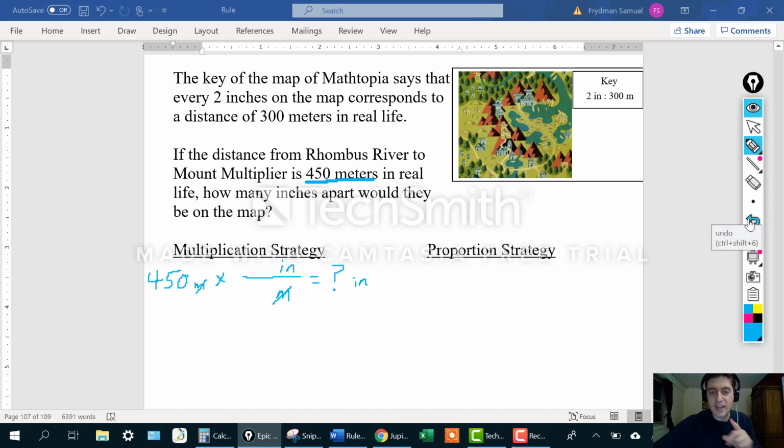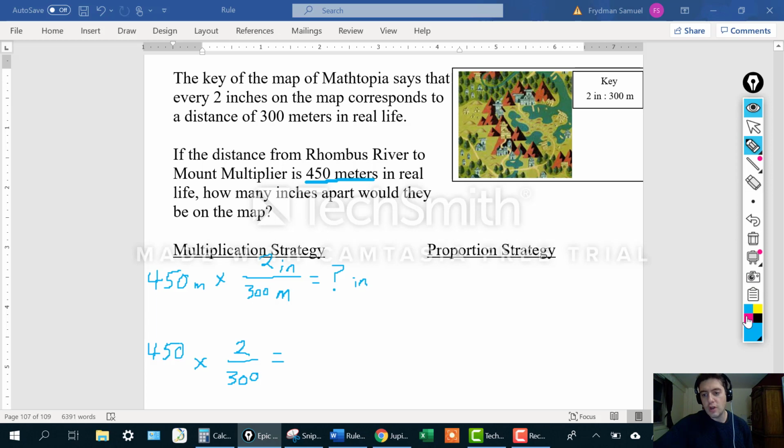Now, the reason that we did that little analysis there was to decide where the 2 and the 300 should go. So now that we know that the meters should cancel out like this, we know that the 2 should go in the numerator because that should go next to the inches. Okay, 2 inches over there. And we know that the 300 should go in the denominator because the 300 should be going next to meters, right? So 300 meters there. And now that we know where everything is, we can just go ahead and multiply these. So 450 times 2 over 300.